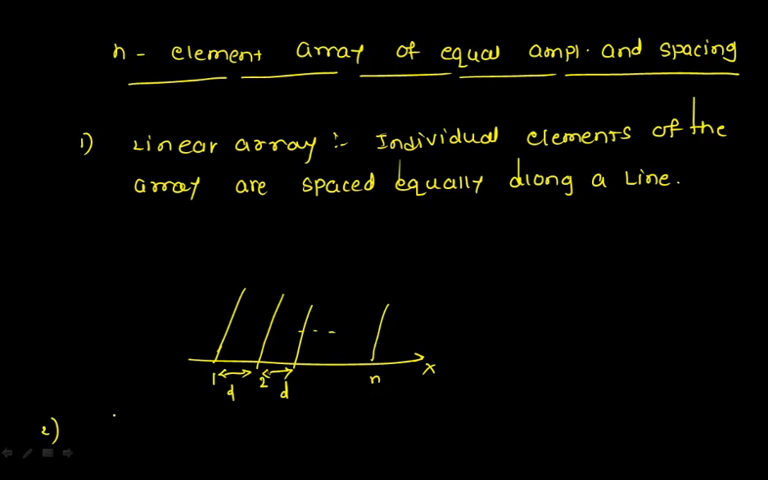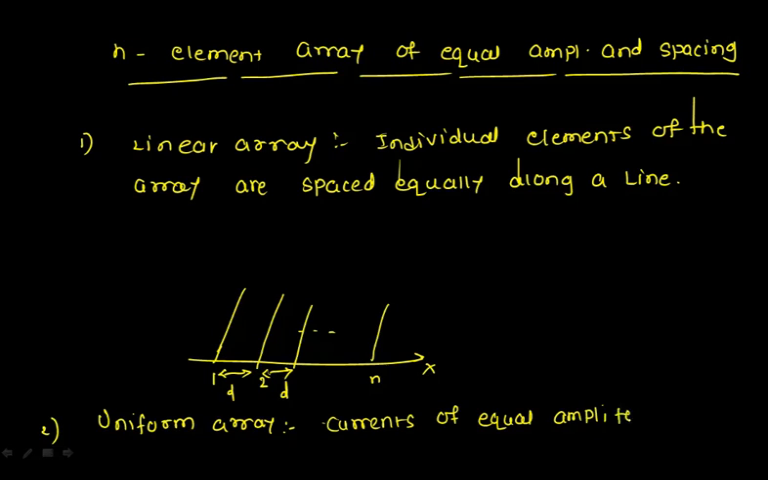What about the uniform array? Now you have a structure here as a linear array. A linear array is said to be uniform if the elements are fed with equal amplitude. You can say you have currents of equal amplitude and uniform progressive phase shift. We'll try to understand the meaning of this uniform progressive phase shift.